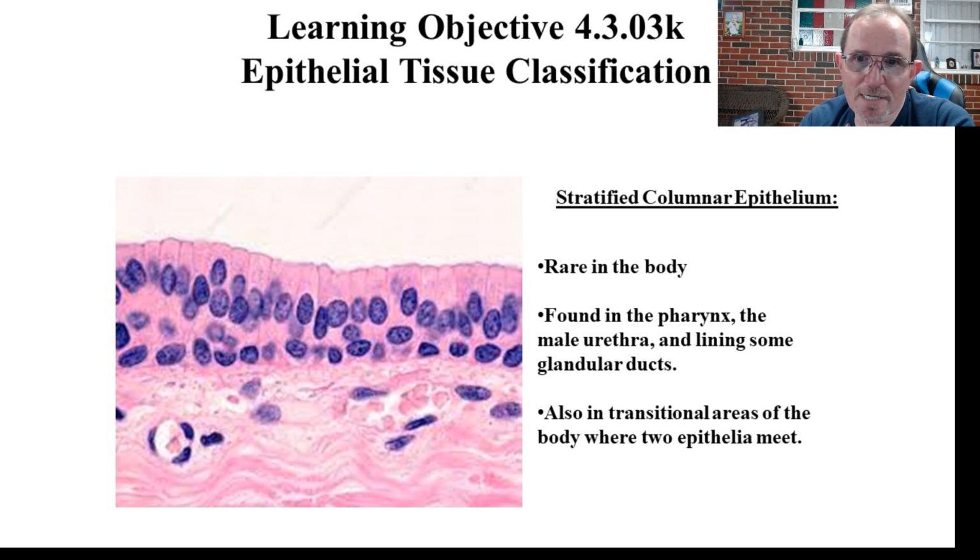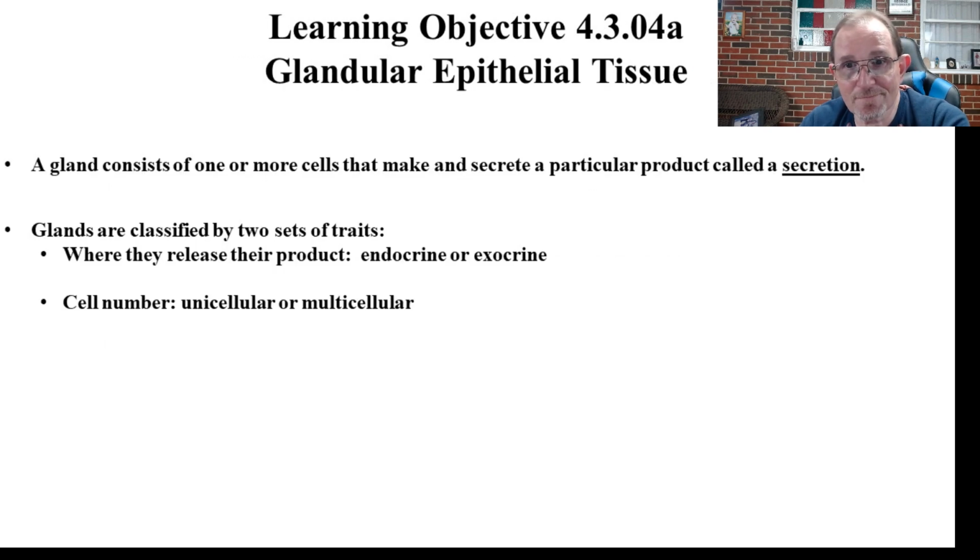Okay, guys, stratified columnar, very rare. And again, how do I know this isn't pseudostratified? Well, I don't see any cilia up there. It's found in the pharynx, the male urethra where the urine goes out, some ducts, and in some transitional areas, but basically it's pretty rare. You hardly ever see it.